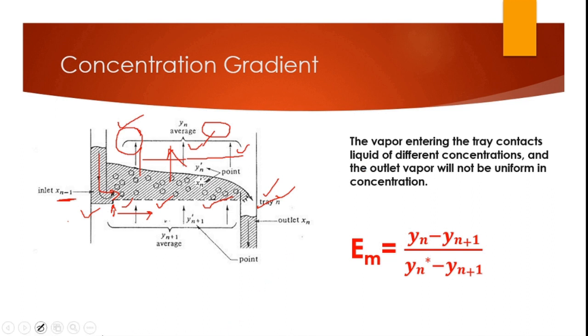Since we have understood this, that is why we need the averaging. Now you can understand why we need to average it, because the vapor compositions at this point, this point, this point will all be different. Similarly, at this point, this point, all these vapor compositions will be different. That is why we take the average in the definition of EM. I hope this is making sense. So exactly what is happening? We have a concentration gradient along the tray.